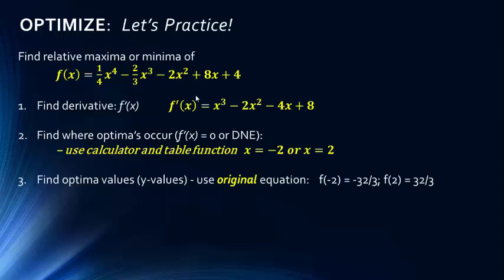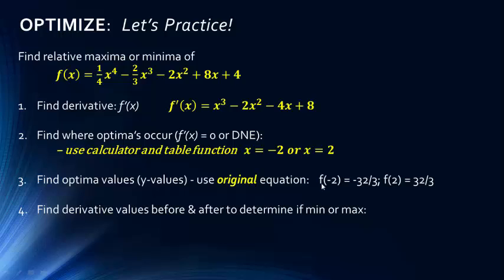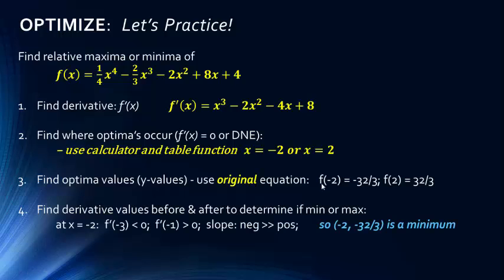Remember, we plug these values back into the original equation and solve, and we get two values, negative 32/3 and positive 32/3. And again, we're going to try to figure out whether these are maximums or minimums. So we plug a value less than negative 2 and greater than negative 2 into the derivative. We'll pick negative 3 and negative 1, or actually 0 would probably be easier.